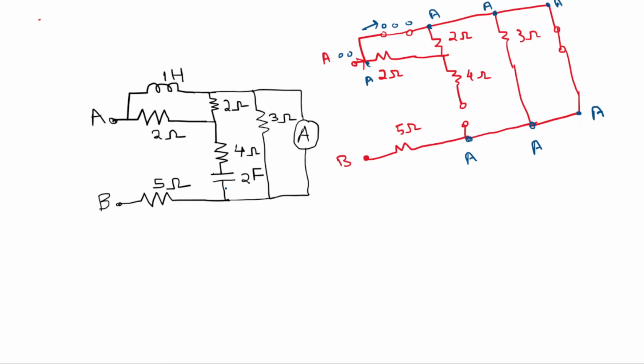So what is going to happen? Now that we have a short here, this element becomes redundant. And now that we have an open here, these two elements are just floating, correct, and not connected to any other nodes. Then this 3 ohm is connected across the node A alone, right? So this also becomes redundant. So our AB is nothing but 5 ohms.